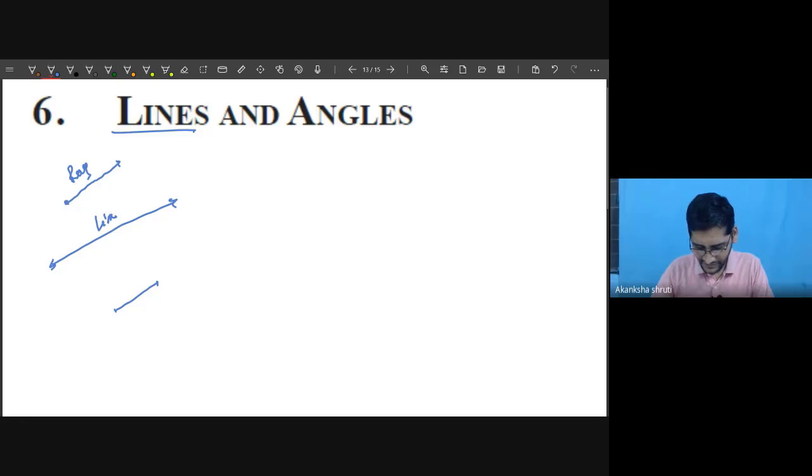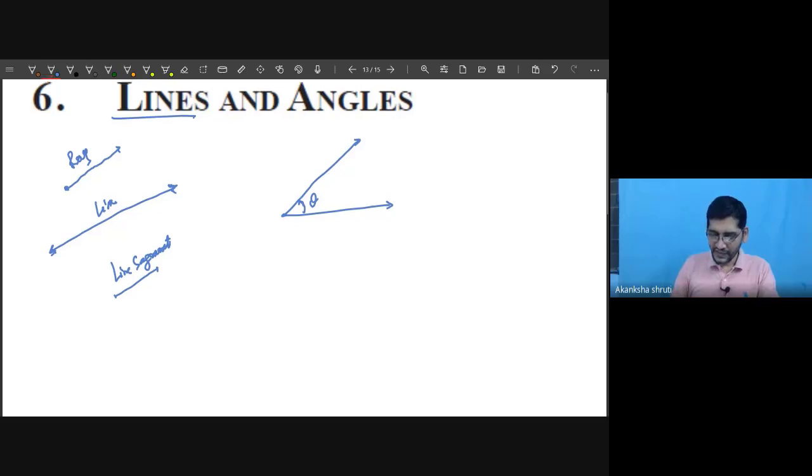Meaning the other end is fixed. Here both ends can be extended. Here it is our line segment. So these are the three important things that we need to know. After this, what is an angle? Between two rays which have a common point, this angular position is called an angle.